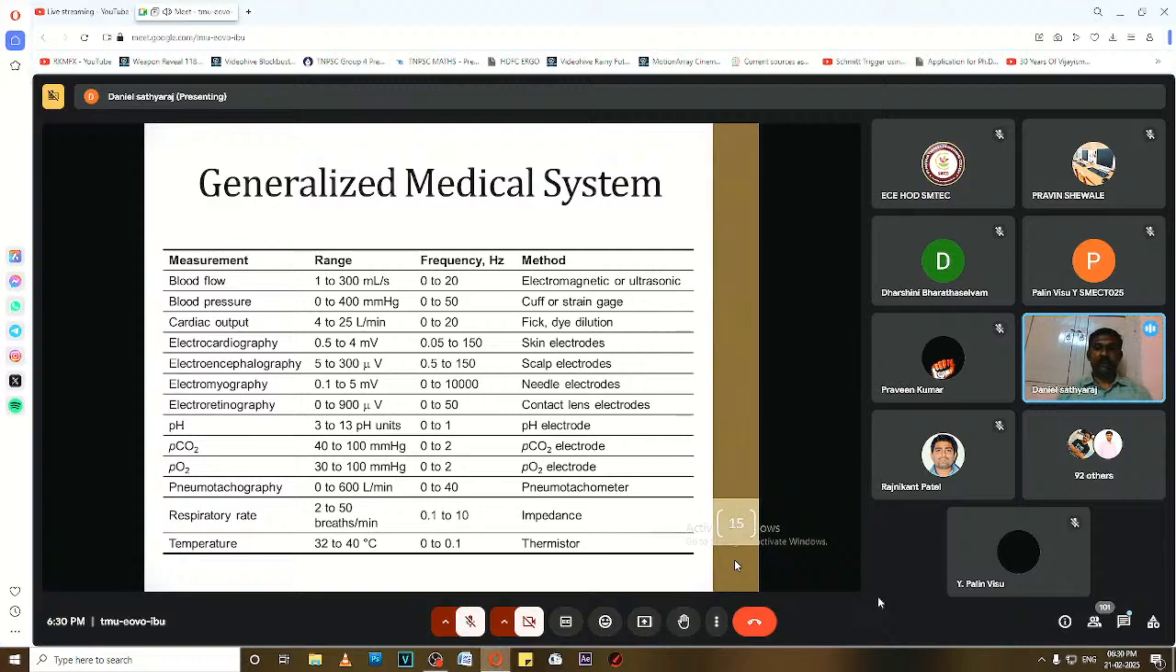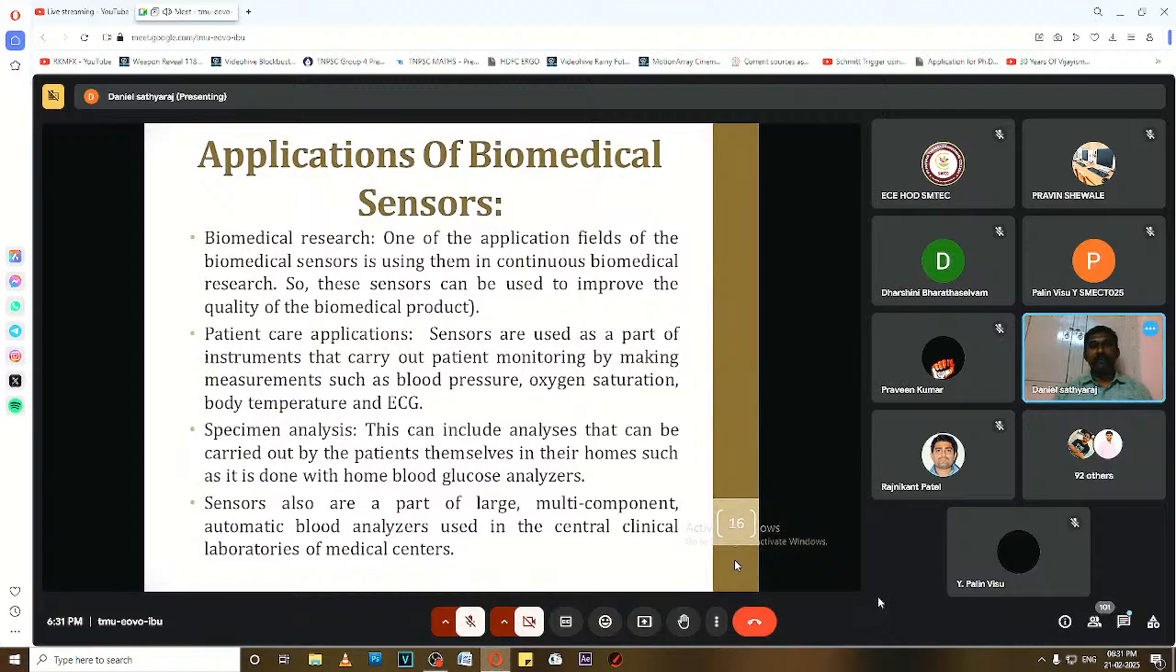For respiratory rate, impedance type sensors can be used, and for temperature a thermistor can be used, ranging from 32 to 40 degrees Celsius. These are sample things generally used as applications in medical systems. And for other applications in biomedical research, biomedical sensors are also normally used.